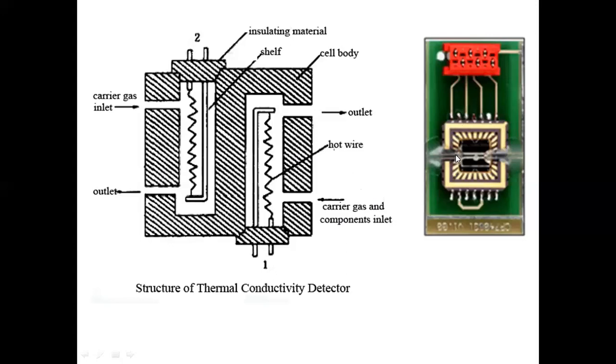You can see here two heated filaments. This is one and this is the other one. This is the metallic body. Here the effluent from the column will be passing and coming out, and the thermal conductivity will be recorded by means of the amplifying units which are situated here.